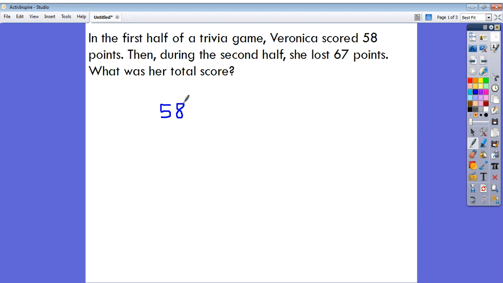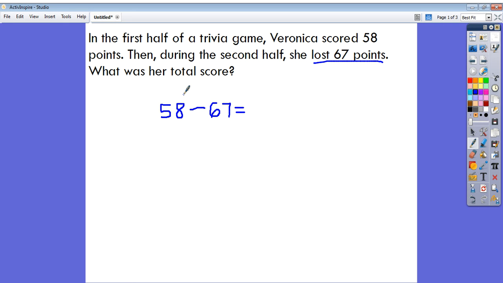Then during the second half, she lost 67 points. I know when you lose points, that means that your total amount is going down, and going down or taking away in math is represented by subtraction. So she has 58 points minus 67 points, and that's going to give us her final score.